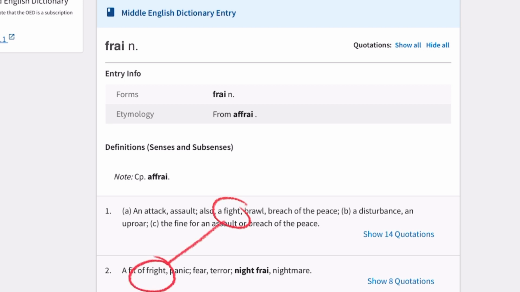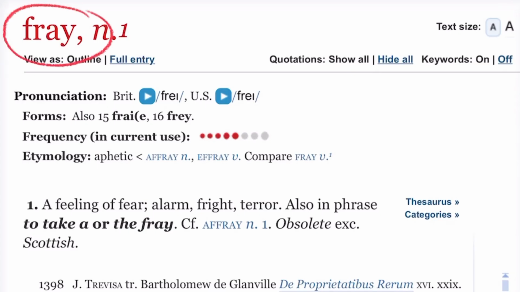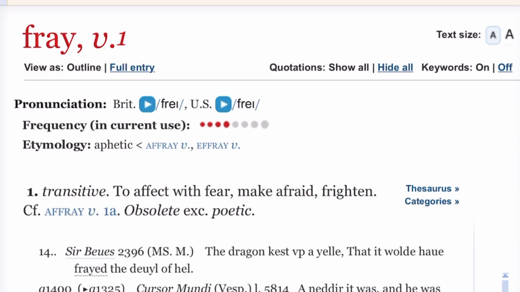I guess people are frightened by brawls. Perhaps that's how the sense developed, or maybe the brawls scare them away. And when I turn to the Oxford English Dictionary, I do get the same story. Fray used to mean fear. That sense of the noun, they say, is obsolete. The verb form, too, is obsolete in the sense of frighten.